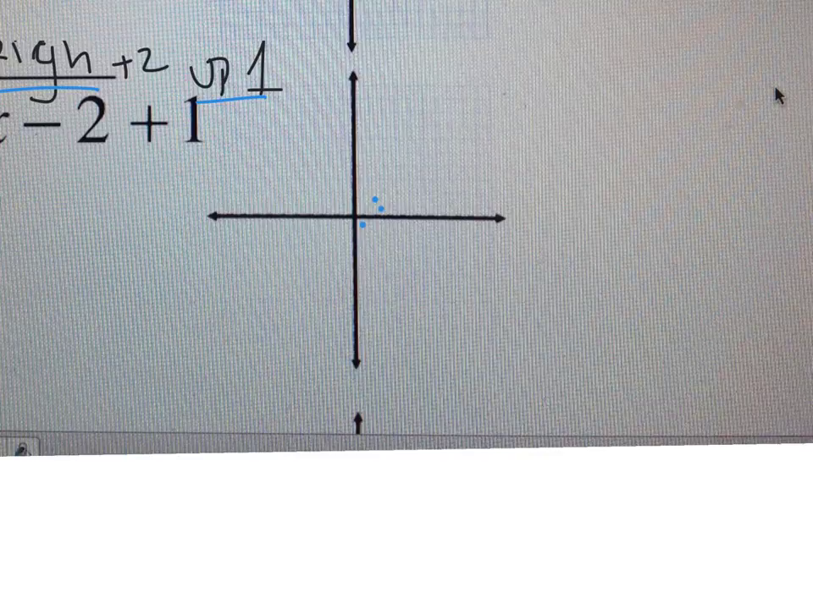And I think I drew mine a little too high. It should actually be right there on that x-axis. Hopefully you guys are counting this better than I am.